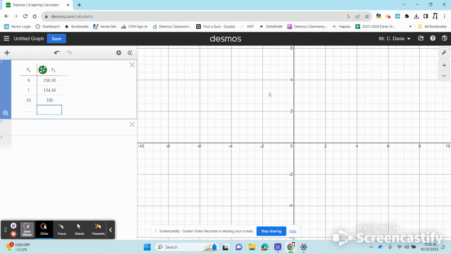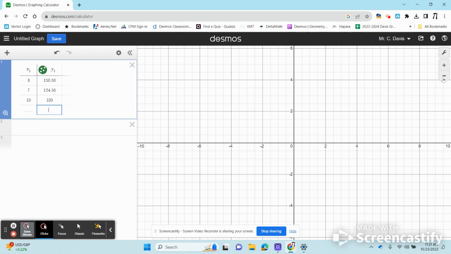To do that, we're going to want to see this wrench. This wrench is how we can manipulate what we're seeing here in what I call the viewing window. This is where we see our data and our graph. We want to change the viewing window and label the axes. All of that happens in the wrench.